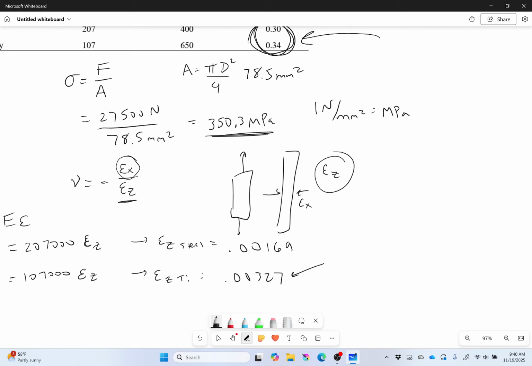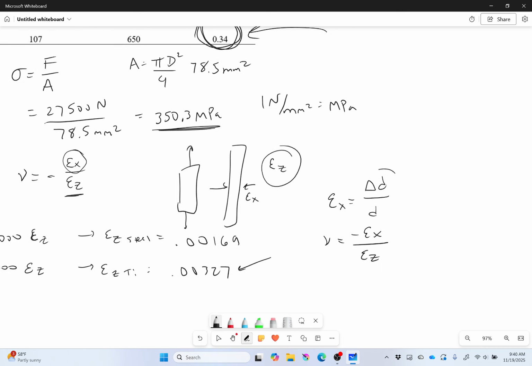So now what we can do is we can calculate what the strain would be in the diameter direction, and then from that, the change in diameter. So I'm going to do a little bit of algebra so I don't have to do quite so many steps here. I can just plug in my calculator one time, and we'll go from there. So first off, the strain in the x direction is equal to my change in diameter over my initial diameter. And so, since Poisson's ratio is equal to negative the strain in the x direction over the strain in the z direction, I can plug that in to solve for this guy.